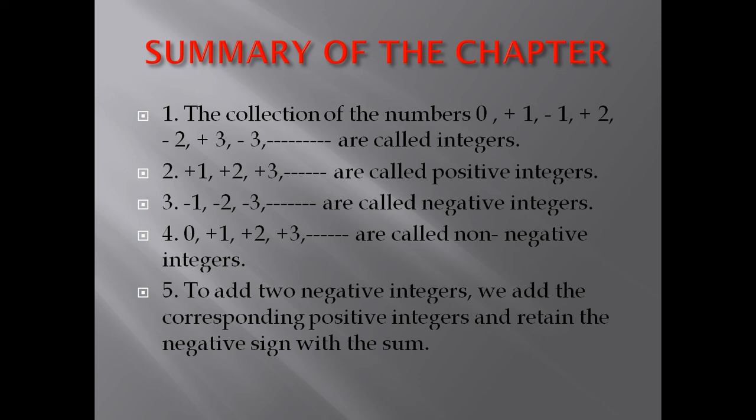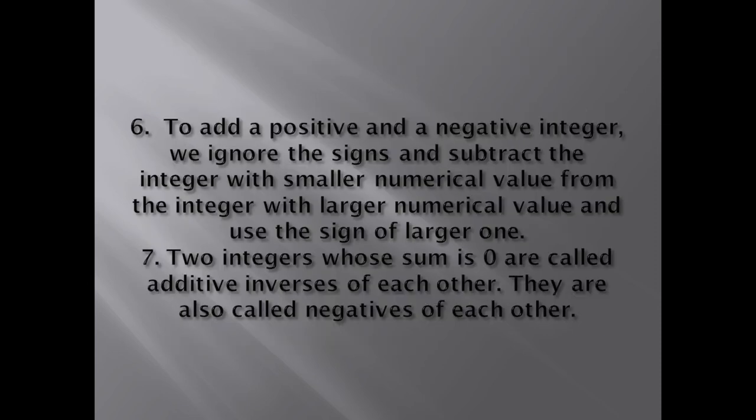Fifth one, to add two negative integers, these are the rules. To add two negative integers, we add the corresponding positive integers and retain the negative sign with the sum. This is the second rule. Next, to add a positive and a negative integer, we ignore the signs and subtract the integer with smaller numerical value from the integer with larger numerical value and use the sign of the larger one. This is the third rule. Seventh point is two integers whose sum is 0 are called additive inverses of each other, and they are also called the negatives of each other. So we have studied this in this chapter.